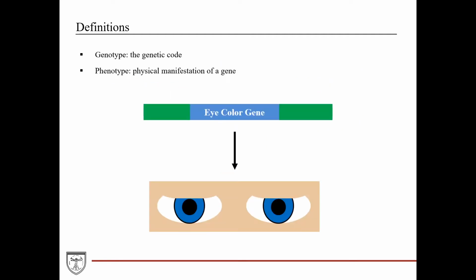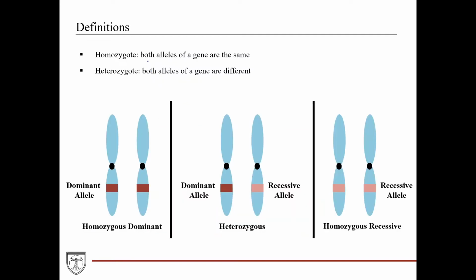Now, the genotype versus the phenotype, you hear these terms thrown around a lot. The genotype is the genetic code, the actual genetic sequence. So here, this would be the gene for eye color. And then the phenotype would be the actual physical manifestation of the gene. So say this person inherited the blue color allele, so they would code for blue eyes, which would be the phenotype. Then you can have homozygous, which is where both alleles of a gene are the same.